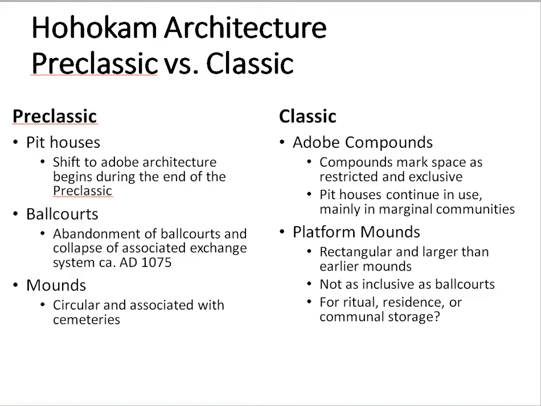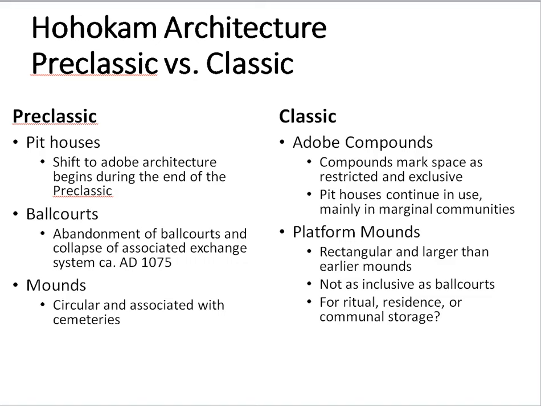In this unit, we will look at Hohokam architecture and changes from the pre-classic to classic periods, and look at how those changes can be used to understand changes in social organization as well. One of the significant changes from the pre-classic period to the classic period was a change in the basic form of household architecture, from pit houses in courtyard groups to above-ground adobe structures in compounds.